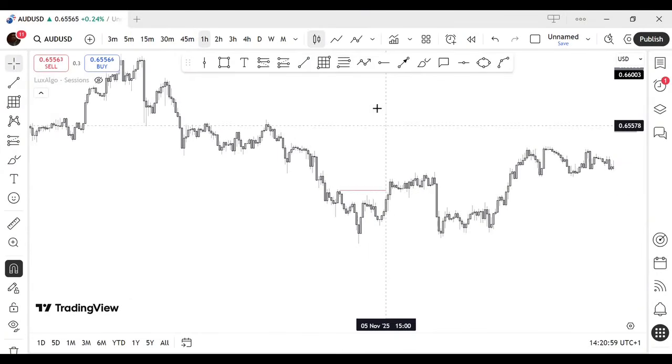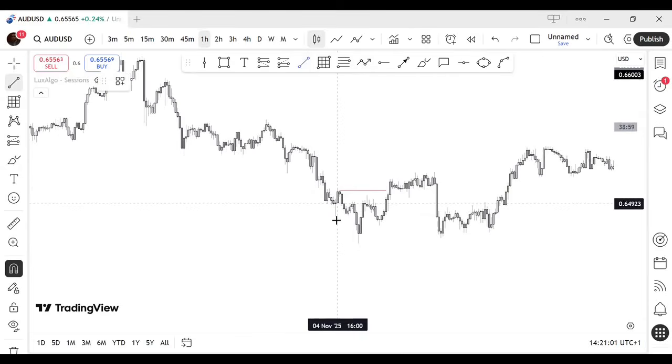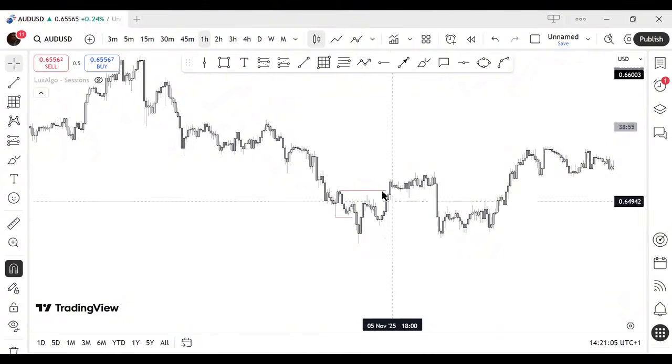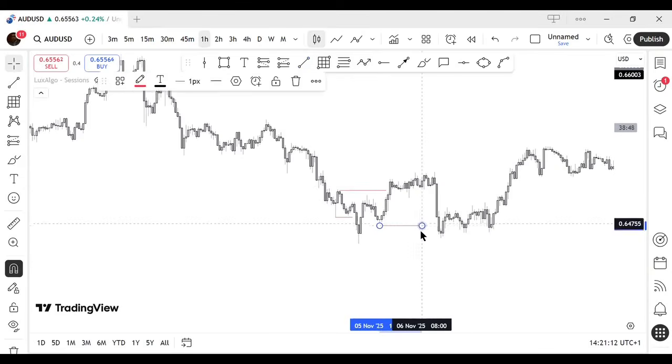But for that break of structure, let's investigate very clearly. What do we have here? We have a sweep of a low. We have a sweep of this low here, right? And we have a break of this high. Now what is this? This is my liquidity in my chart here. Very clear example of my liquidity.